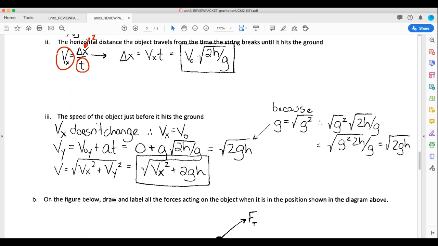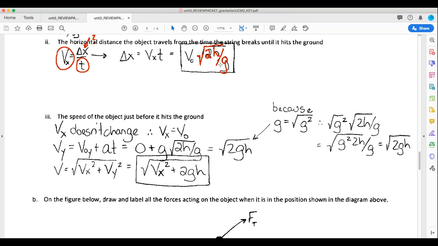The thing that makes it, I think, a little challenging for some students is that it's qualitative, it doesn't involve numbers. And so we're just solving it in terms of fundamental constants. And so we can say then that delta x is equal to the initial velocity times the falling time. And everything here in red is the stuff from the part above it. So we just replace time with root 2h over g.